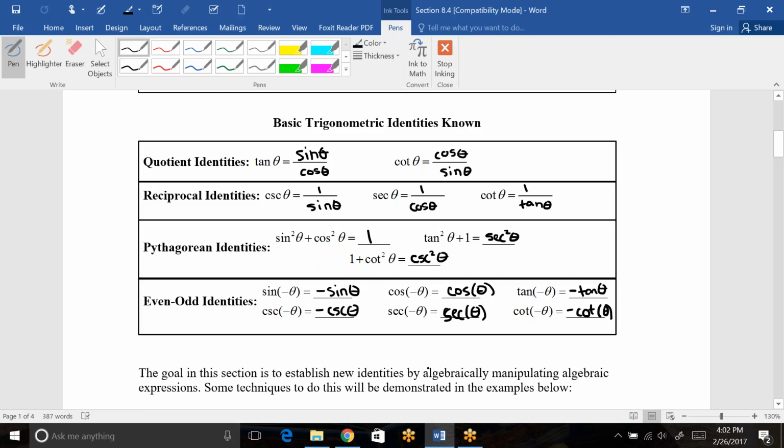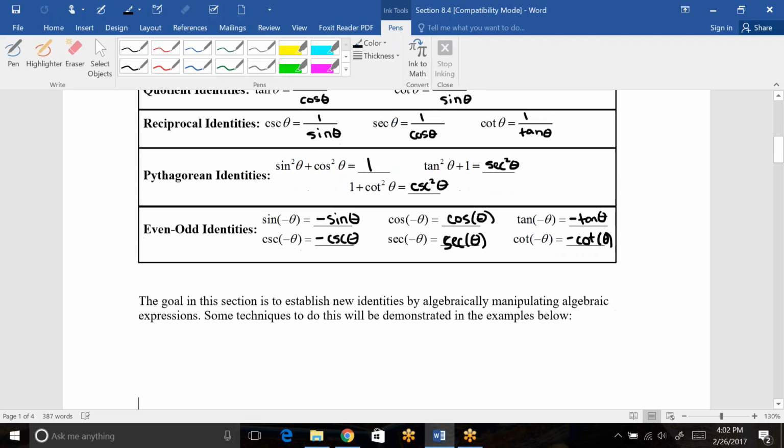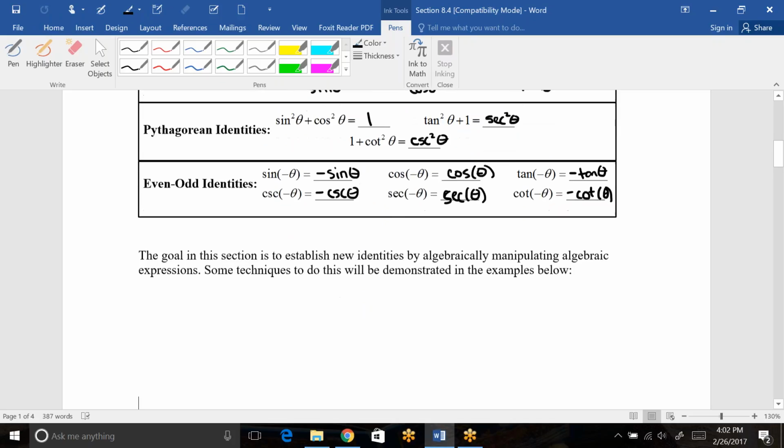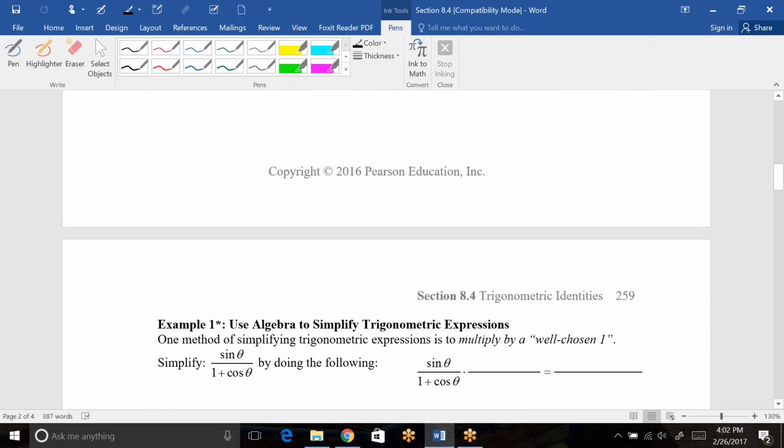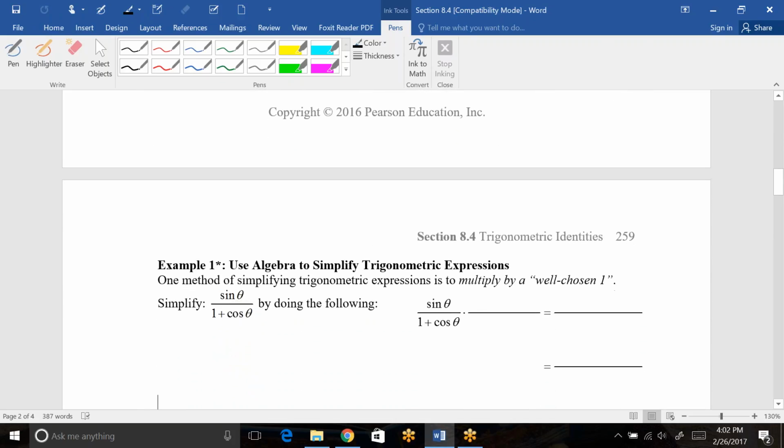So the goal in this section is going to be establishing new identities by algebraic manipulation strategies. So we're going to look at some different techniques. Now, the biggest thing you have to realize when you are working with an identity or trying to manipulate something is that we have to use the properties that we know are true, or we can use algebraic tricks that we learned. Especially if you're trying to verify an identity, you have to start with one side of the equation, which we don't have an equation yet in number 1, and you have to work with that until you make it look like the second side. So we're not really solving, we're manipulating.